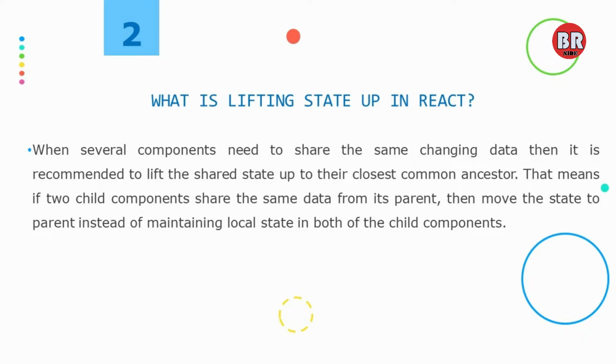What is lifting state up in React? When several components need to share the same changing data, then it is recommended to lift the shared state up to their closest common ancestor. That means if two child components share the same data from its parent, then move the state to the parent instead of maintaining local state in both of the child components.